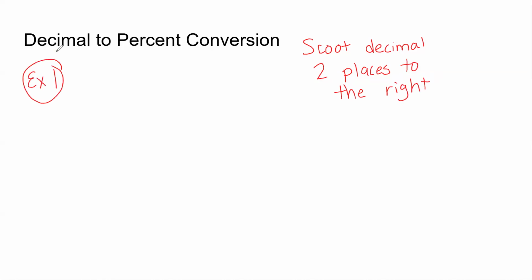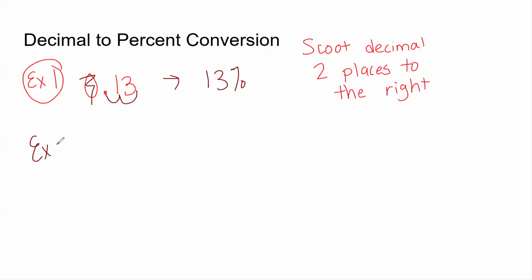Okay. Example 1. 0.13. Put your pencil on the decimal and move it once, twice. That's 13%. You don't need the 0 anymore because really we didn't need it to begin with. See how that looks weird? Nah, 13%.